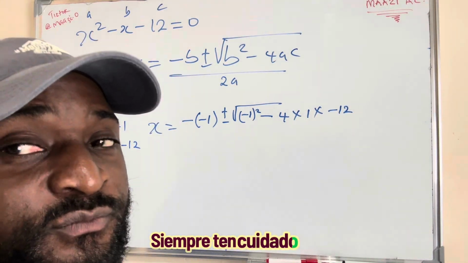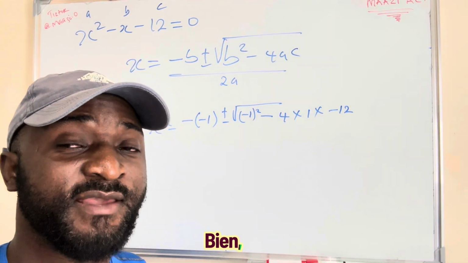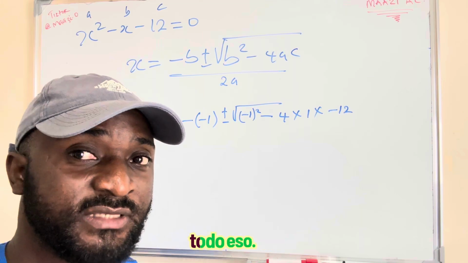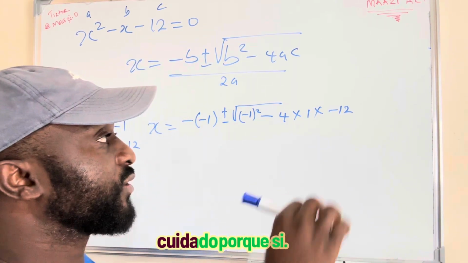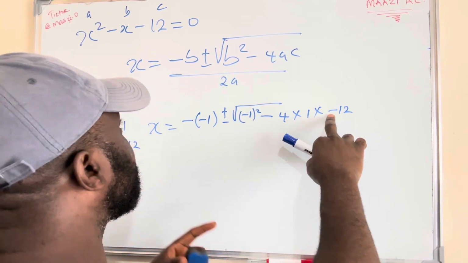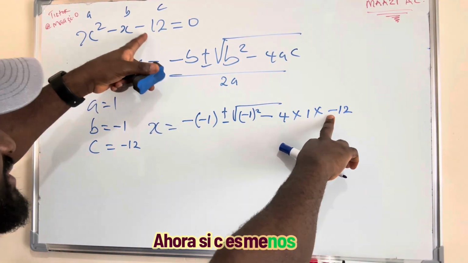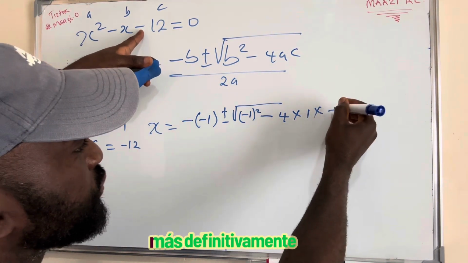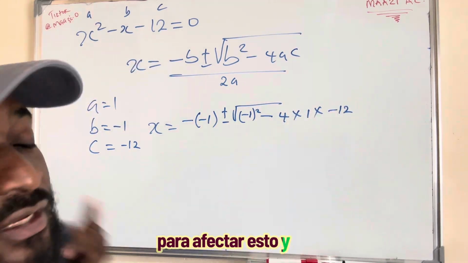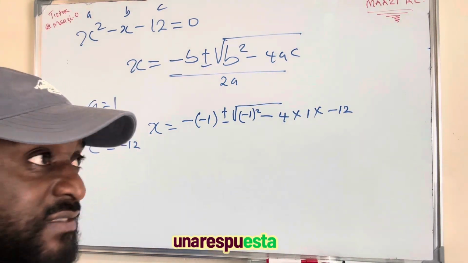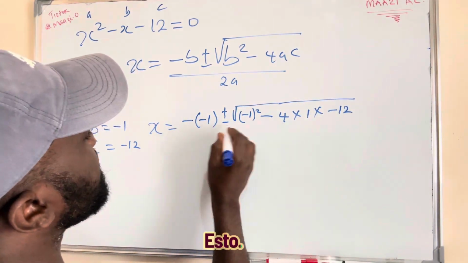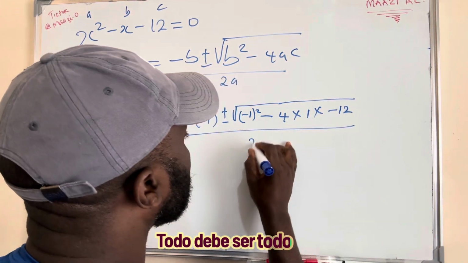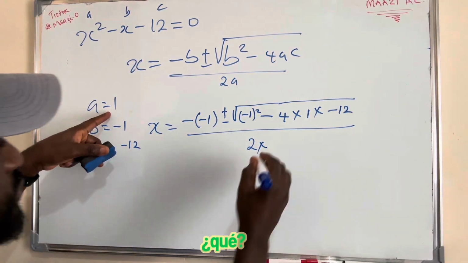Always be careful with those minuses and pluses when you're doing this, because if c is minus 12 and you use plus, it will definitely affect this and give you a spurious, wrong answer. All of that is over 2 times a, which is 1.